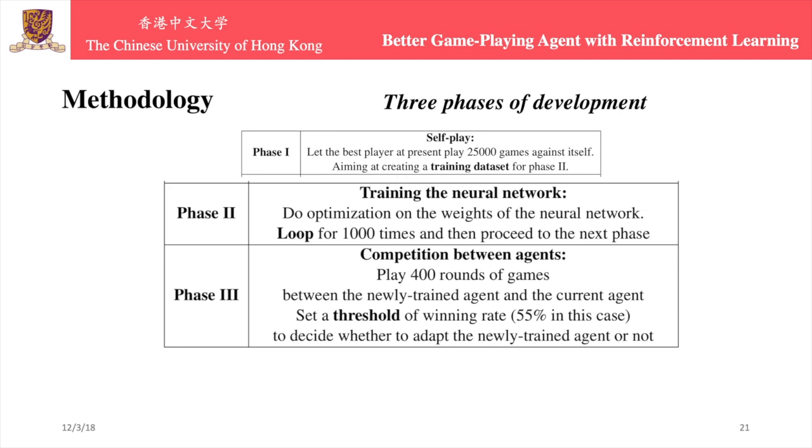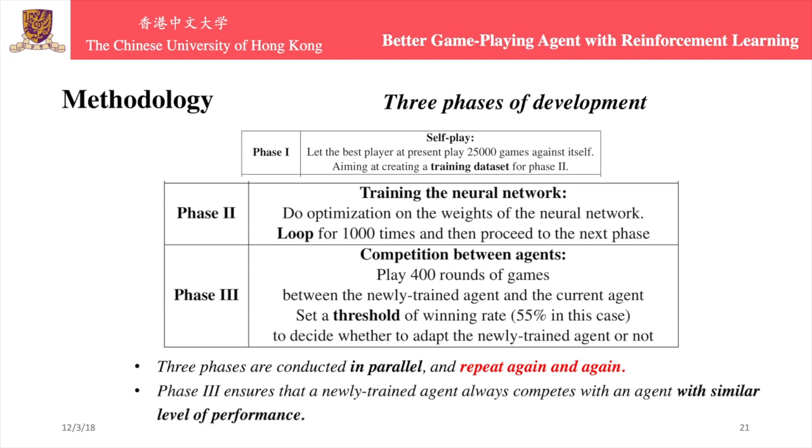The second phase is training the neural network. We will do optimization on the weights of the neural network and loop the process 1000 times. The third phase is to determine whether we should retain the newly trained agent or just retain the older one. In this phase we have to set a threshold of winning rate. Please note that since the AlphaGo Zero team has a lot of computing resources, these 3 phases are conducted in parallel and repeated again and again.